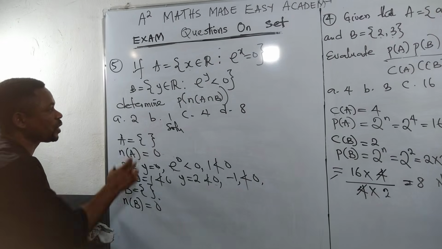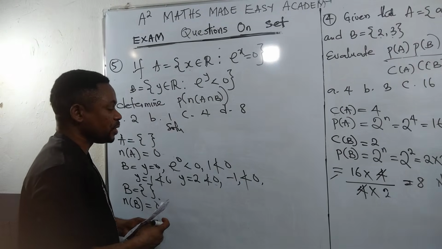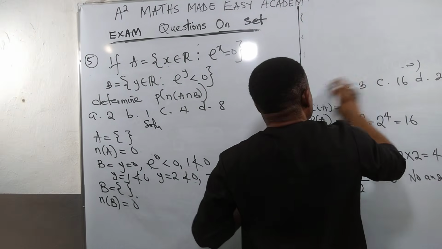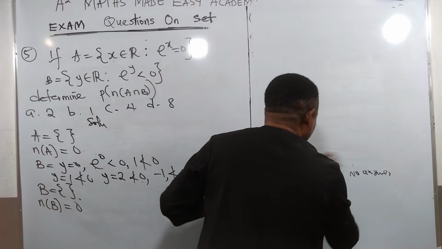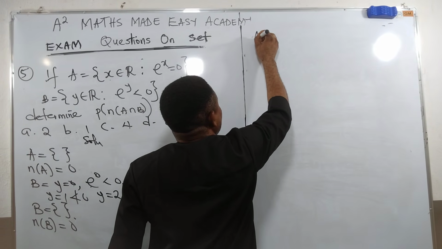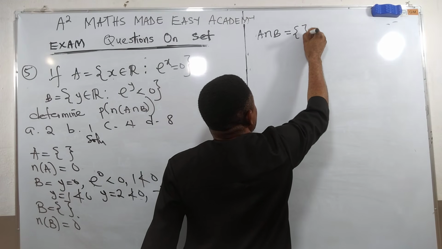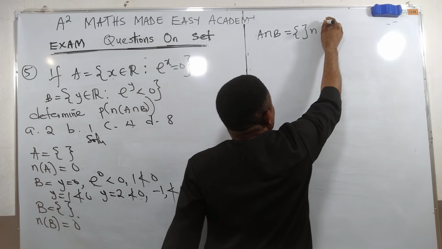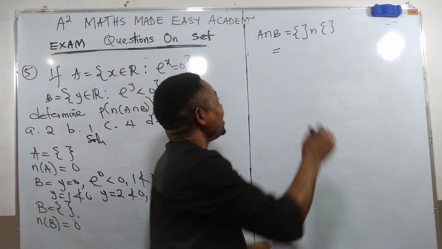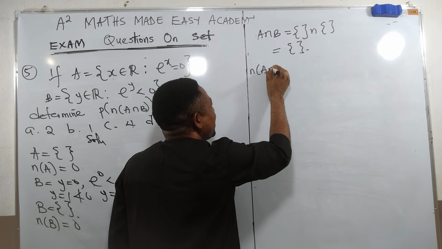Now let's take the question. Determine the power set of the cardinality of A intersection B. What can we do here in order to get the power set of A intersection B? The first thing is to find out what is common between set A and set B. Set A is an empty set. Intersect it with set B. Set B is also an empty set. If they ask you what is common between these two sets, it is still an empty set. Then I will now get the cardinality of A intersection B.